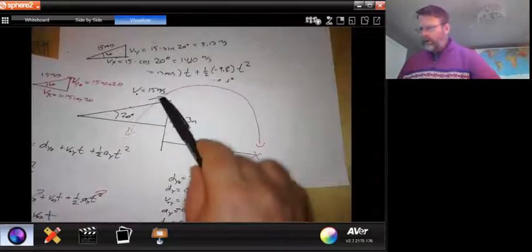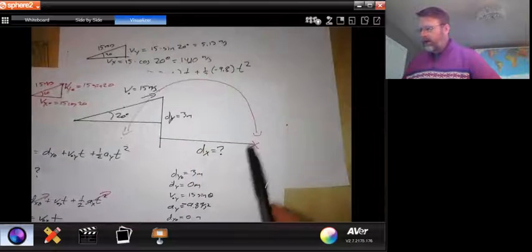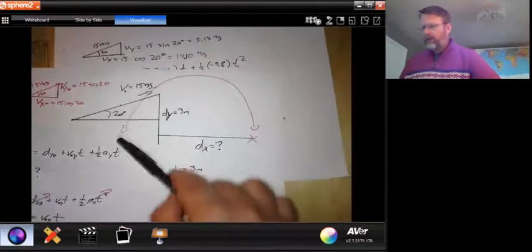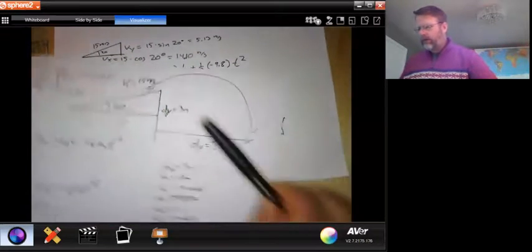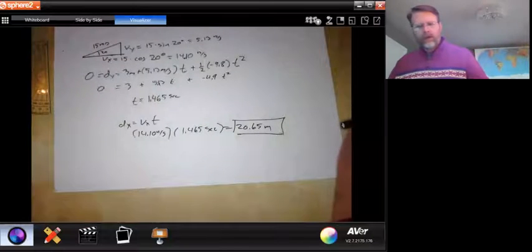Notice it can go here. This is our positive t. This is our negative t. Negative t doesn't exist. That's why we looked at that. All right, so that's the first one.